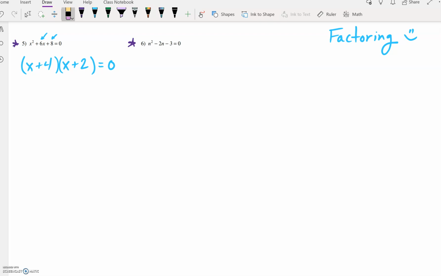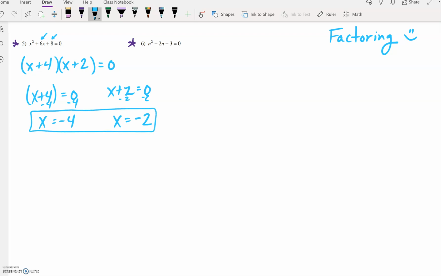So what you would continue to do here would be to set your x plus 4 equal to 0, to set your x plus 2 equal to 0. And here we get, after you subtract 4 from both sides, x equals a negative 4, subtract 2, and we get x equals a negative 2. Now remember, that's not the only way to solve, okay? So another way we could solve this problem is by using the quadratic formula.